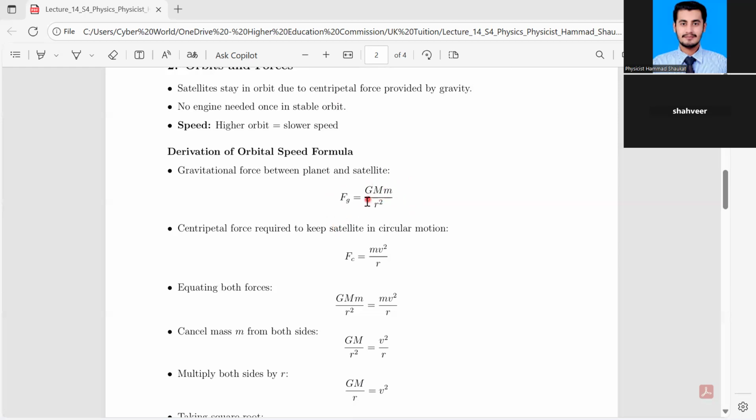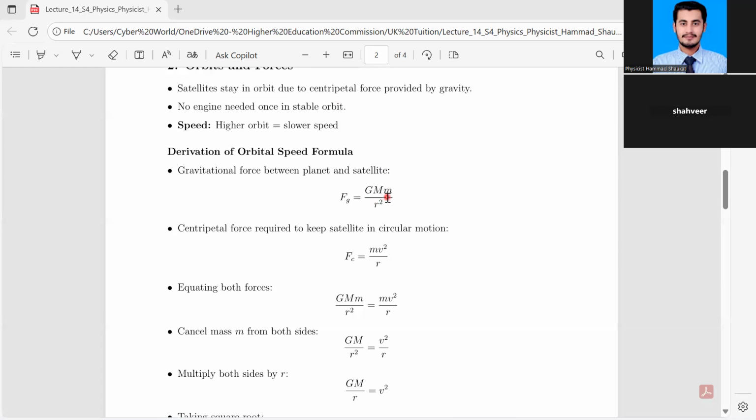Can you tell me what this capital G represents? Gravity. Yes, the gravitational constant. And what about this capital M? Mass. Yes, but whose mass? Planet or satellite? The planet's mass. Yes, the planet. And the small m?